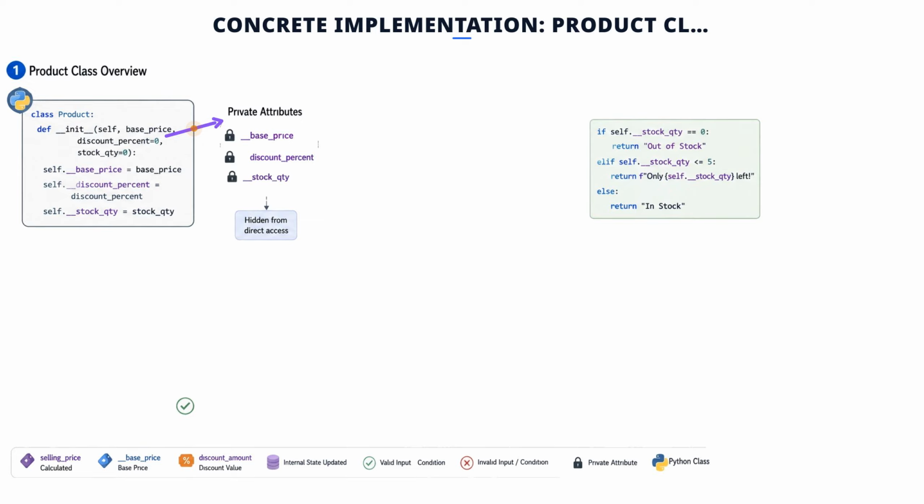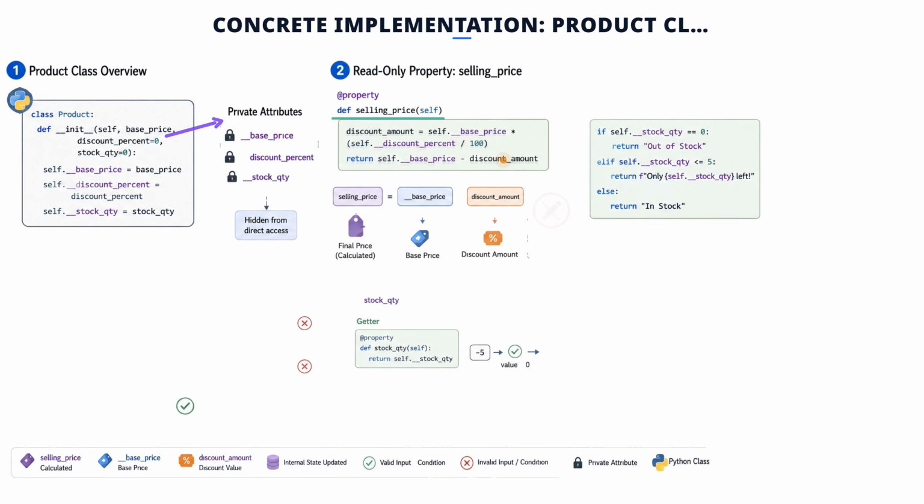The first property defined is selling price. This is a read-only property because it only has an @property decorator and no setter attached to it. The calculation logic is straightforward. It takes the hidden base price, calculates the discount amount, and subtracts it to return the final price. Because there is no setter, a user cannot manually change the selling price. It must be changed by adjusting the base price or the discount percentage.